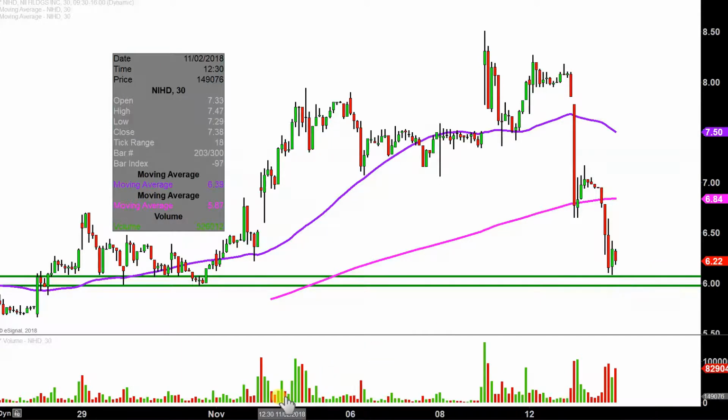If that level cannot hold, then the price could be looking at down around the $5.65 mark. But as it stands right now, that level is holding, so I don't want to get too far ahead of myself. But from a technical perspective, these would be the areas of support and resistance to keep an eye on. So let's see how things play out.